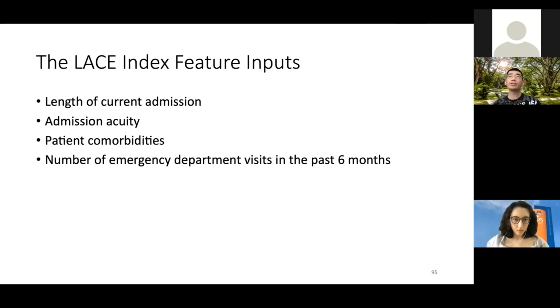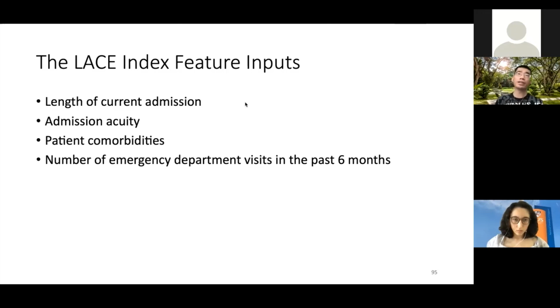So let's consider an example of intrinsic interpretability and why in healthcare it would be deemed an advantage. For example, the LACE index predicts 30-day hospital readmission risk and is calculated using the following 4 intuitive and transparent feature inputs: length of current admission, admission acuity, patient comorbidities, and the number of emergency department visits in the last 6 months.